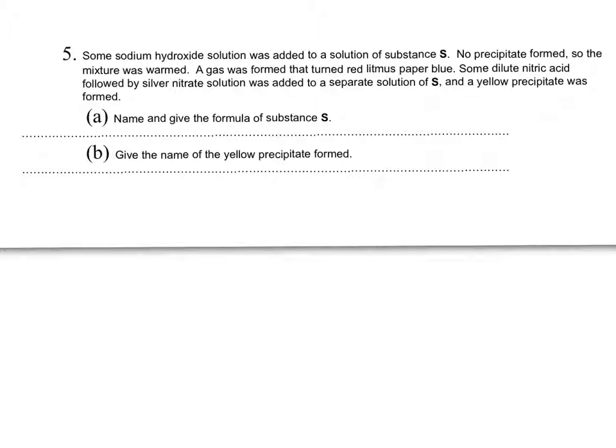Finally, in this video, because I'll do page 2 in a separate one, question 5, some sodium hydroxide was added to a solution of substance S. No precipitate formed, so the mixture was warmed, and the gas that was formed turned red litmus paper blue. So we've seen this earlier on. Red litmus paper blue, gas, and sodium hydroxide. They're all telling us that we've got the ammonium ion, NH4+.